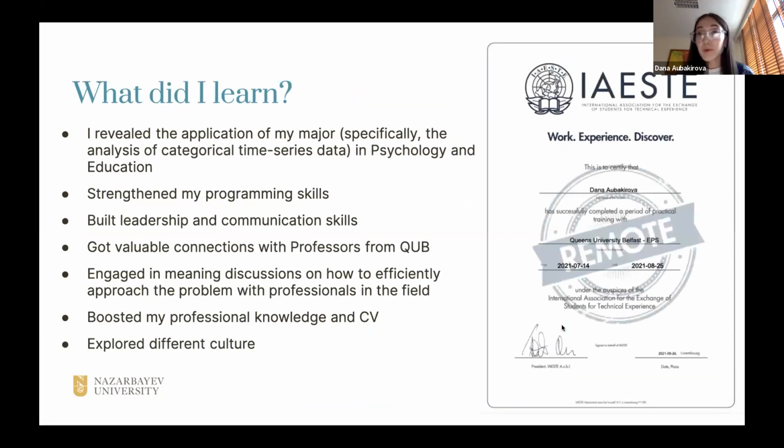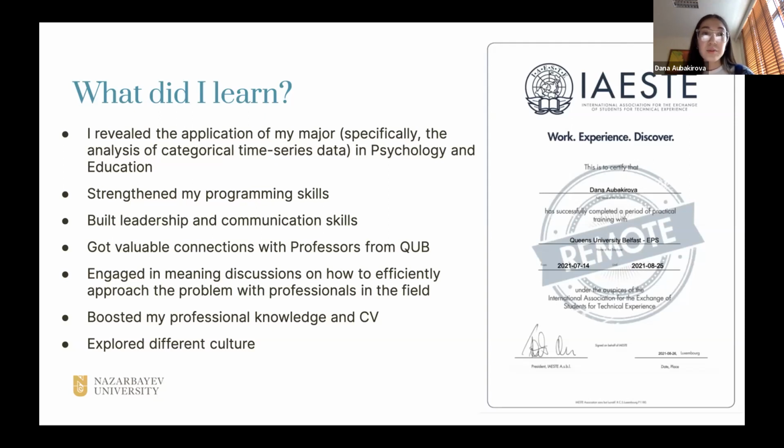And what did I learn from this internship? Most importantly, I revealed the application of my major, which is mathematics, and specifically, I was analyzing categorical time series data in psychology and education. At first glance, these are really not connected fields, and therefore I was really amazed at how math can be applied literally everywhere. Therefore, you can also discover other applications of your major, or maybe study the intended one.